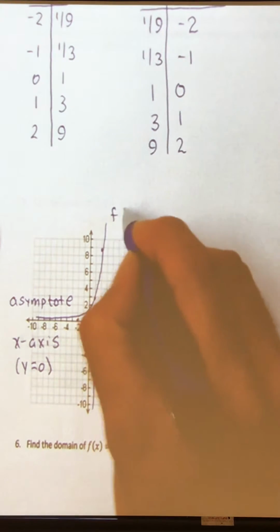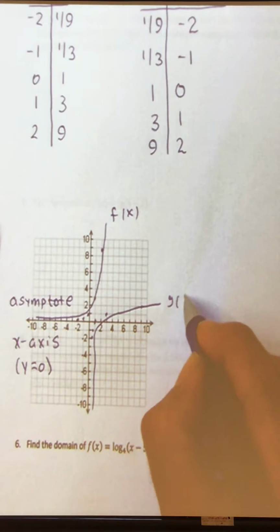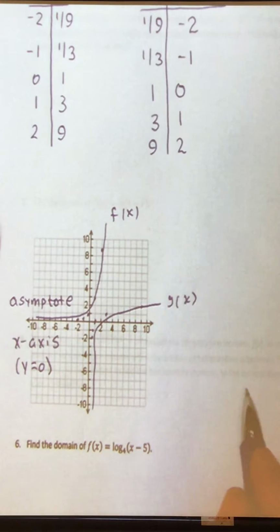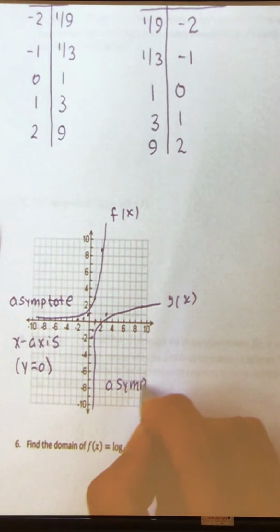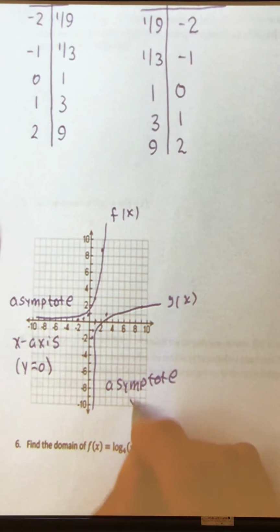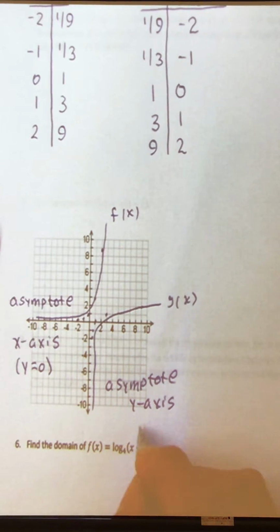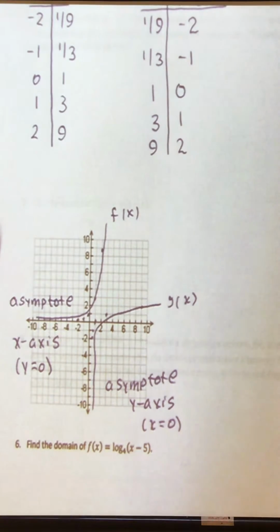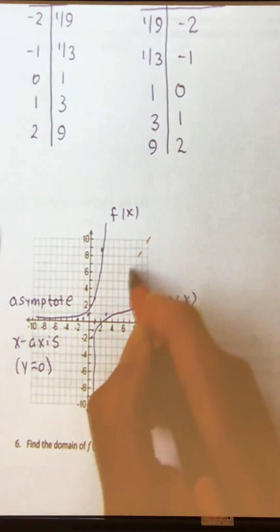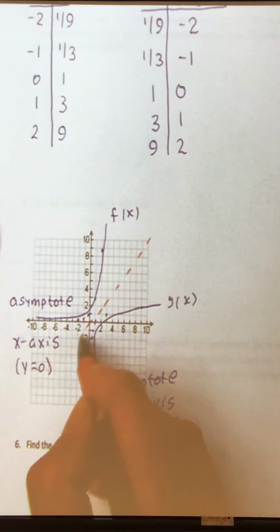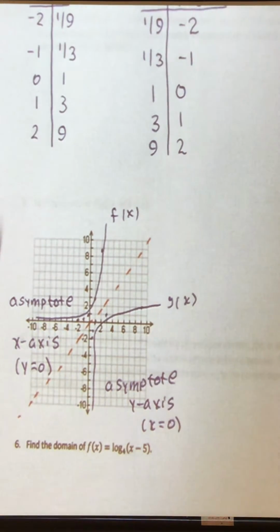So here's f of x. Here's g of x. Notice that we've traded the x-axis for the asymptote to be now the y-axis for the asymptote. And that is x equals 0. And since these are inverse functions, they must be a mirror image across this line, y equals x. So if you fold f of x over that dotted red line, you obtain the graph of g of x.